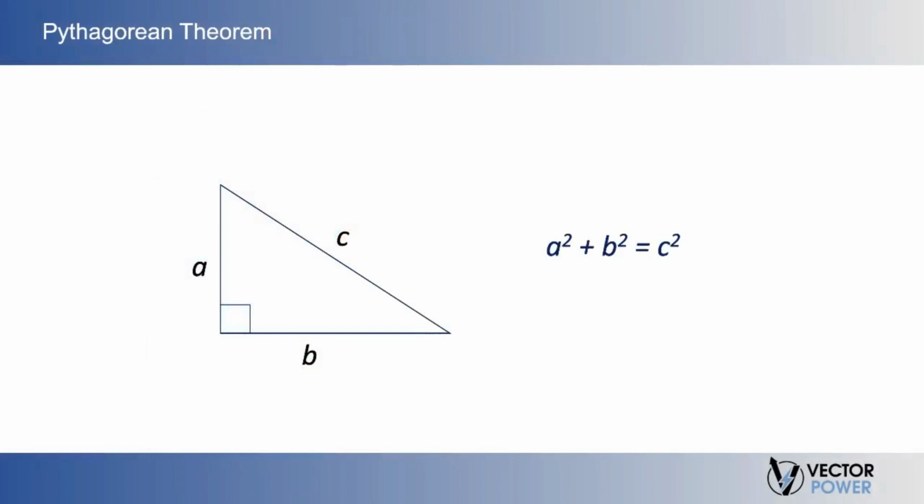All right, so why is this useful? Well, if we know the lengths of two sides of a right triangle, we can find the length of the third side. But remember, it only works on right-angled triangles. To use it, write it down as an equation. A squared plus b squared equals c squared. Then, we simply use algebra to find any missing values.